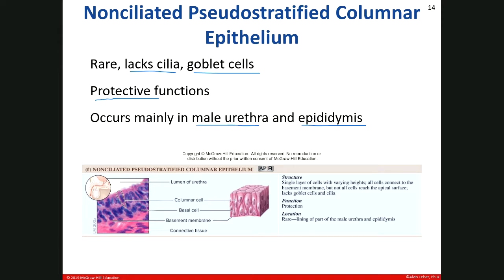Okay? So coming down here, that's what it looks like. Now again, it looks like it's stratified. But you have some nuclei up here, some down here, and it almost looks like in some areas they're just stacked on top of one another. But you don't see any cilia here, and you don't see any goblet cells.